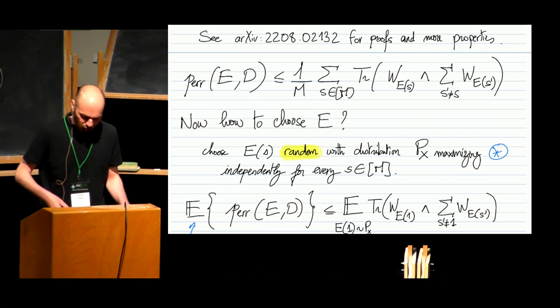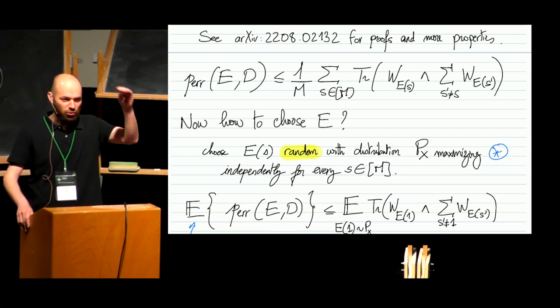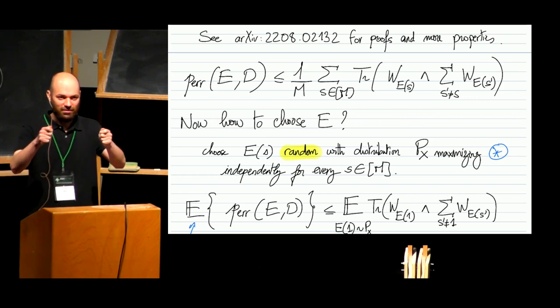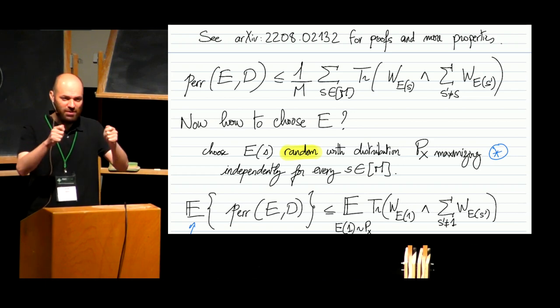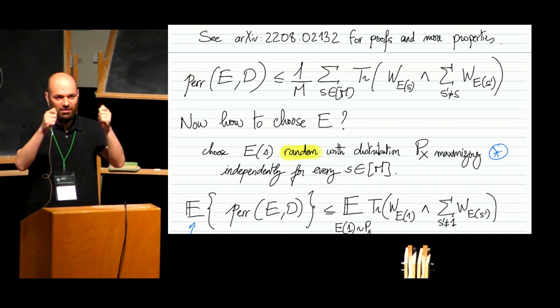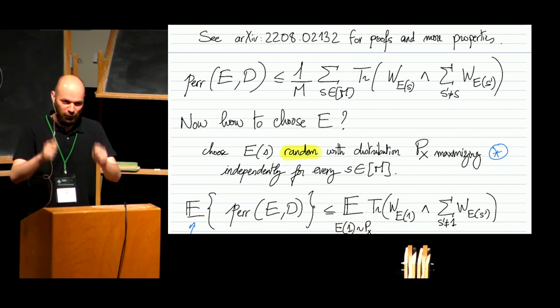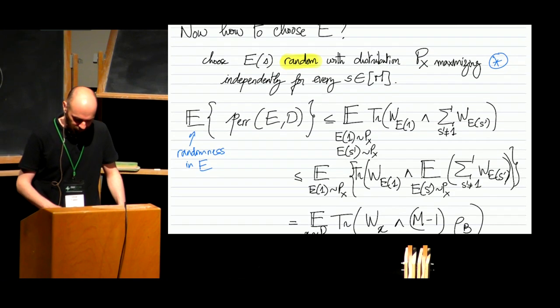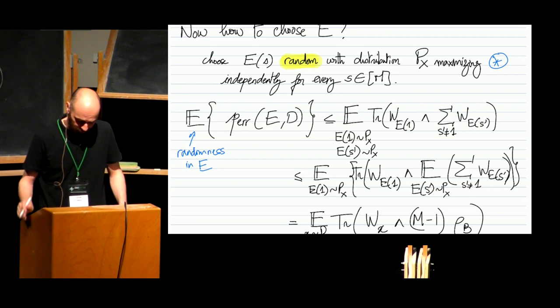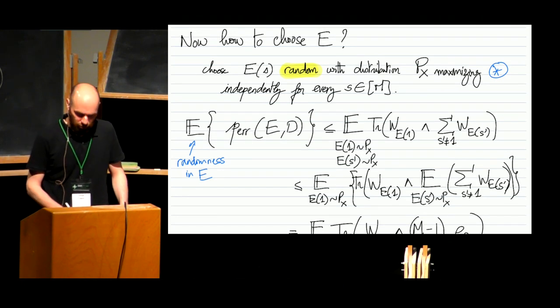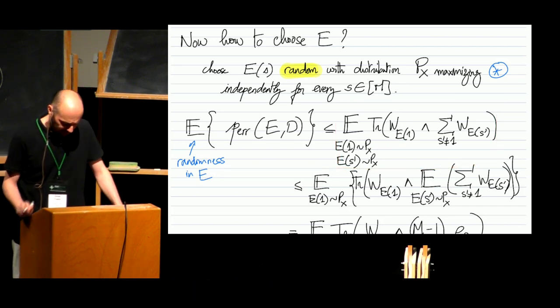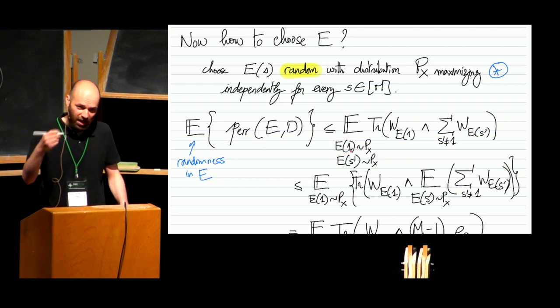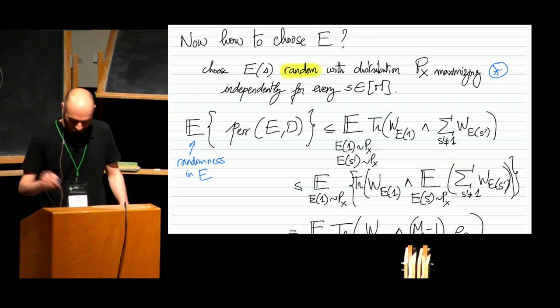So E of S, think of E of S as a table. For every S from 1 to M, I have to give you an element in script X. So what I do is I take capital M independent samples from the distribution PX. The first output is E of 1. The second output, which is independent, is E of 2. Then E of 3 is a third independent choice, etc. Is that clear? So now I'm at this stage here, and I will choose E of 1, the first element, at random according to PX, and the remaining elements also at random independently. I wrote this explicitly because we'll use it in the next step.